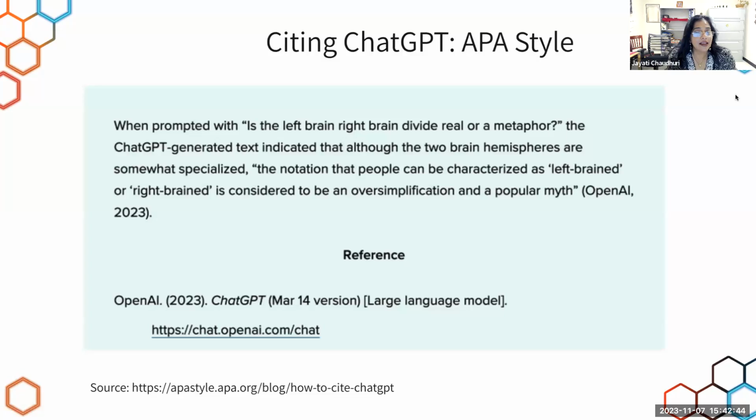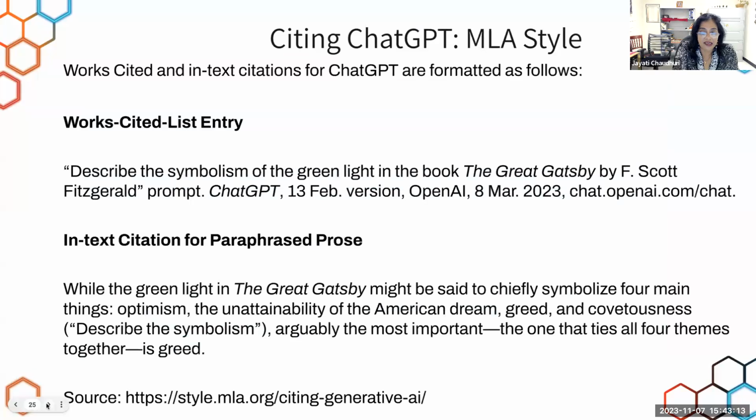So here is another example of how you can use OpenAI in your in-text citation and in your references section. And all this information has been taken from the apastyle.apa.org page. So we have given you the URL on the slide. You can access this page and find more information on how to cite ChatGPT in APA style. Next is citing ChatGPT in MLA style.